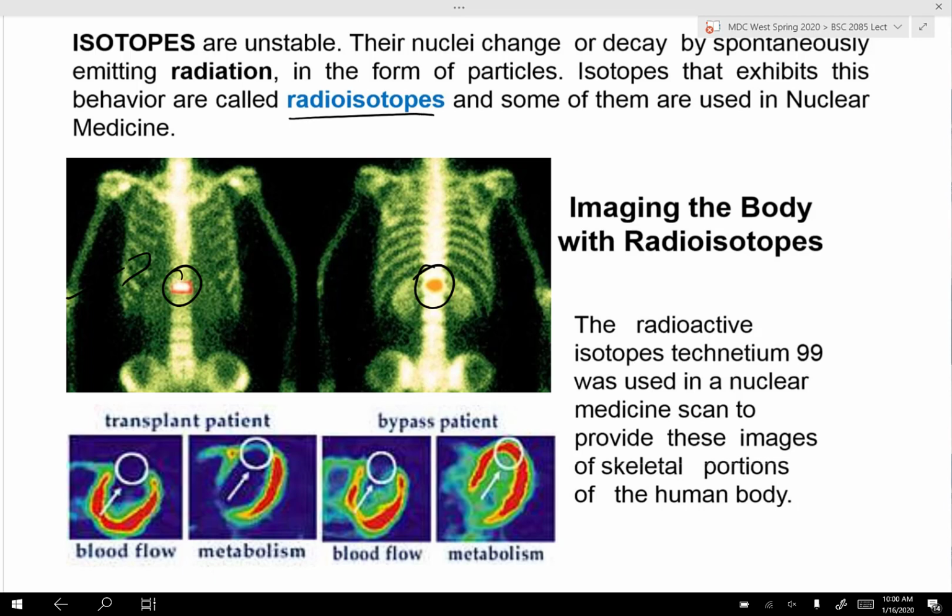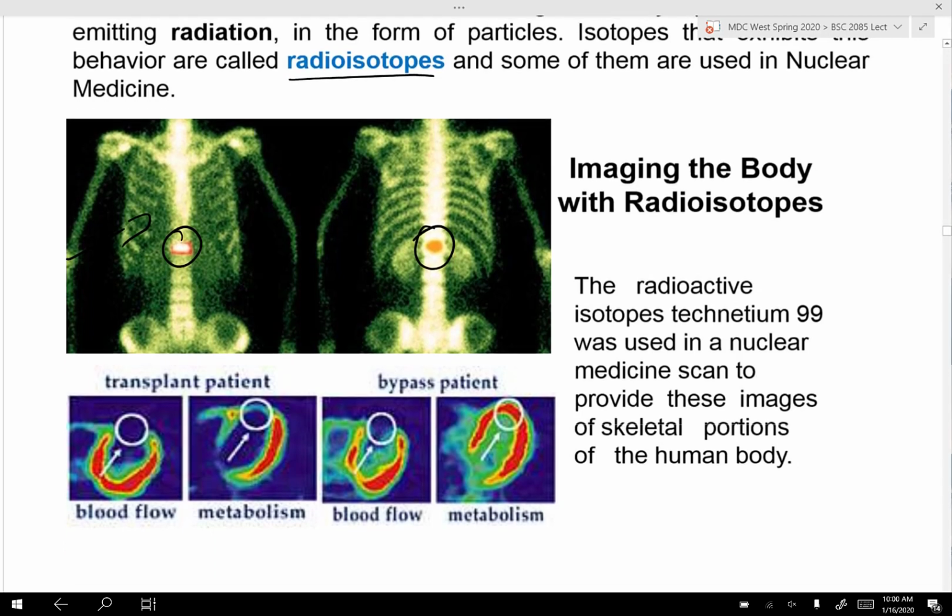The other one that we also use it for is that the most common type of radioisotope used is technetium-99, and of course, this is the medicine that deals with this radiation, right? The use of radioisotopes is called nuclear medicine, and it provides images all the way through the body. This one is in a transplant patient.